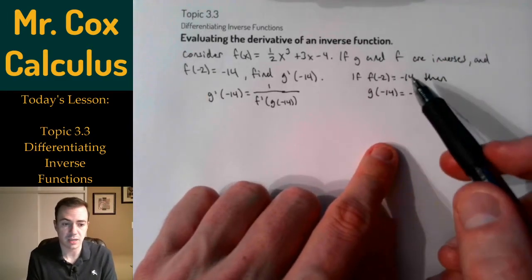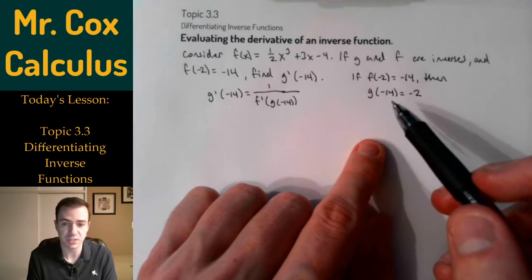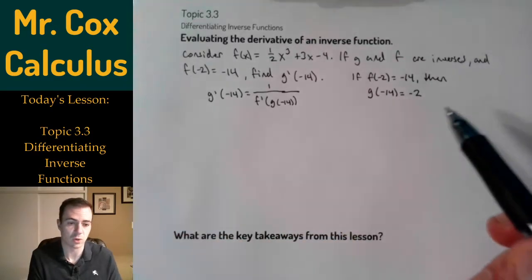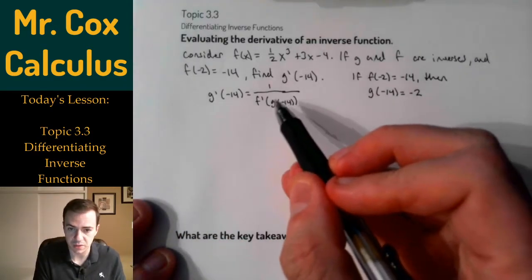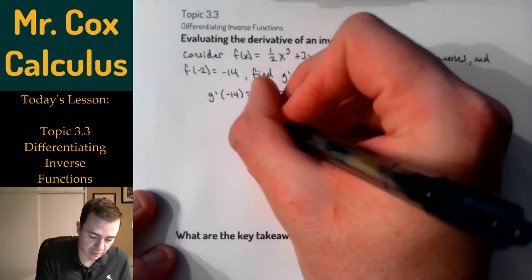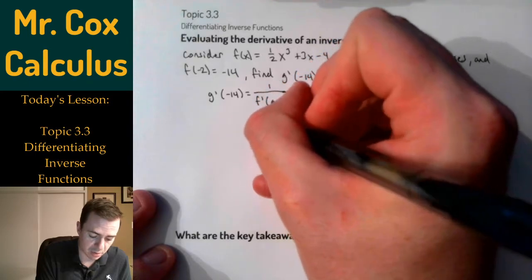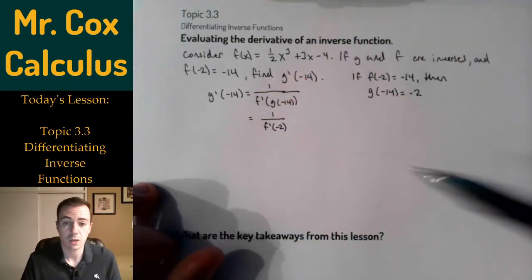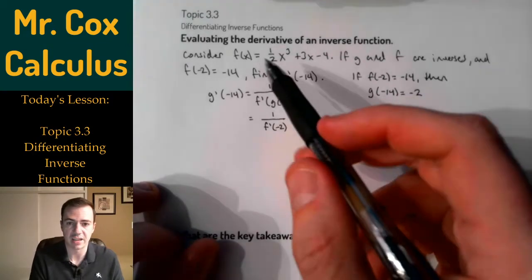Here's your input and your output. If they're inverses, it's swapped. So input of -14 for g is -2. So this piece right here is equal to -2. So I'm now looking at 1 over f prime of -2. Well, I can figure out what f prime of -2 is.